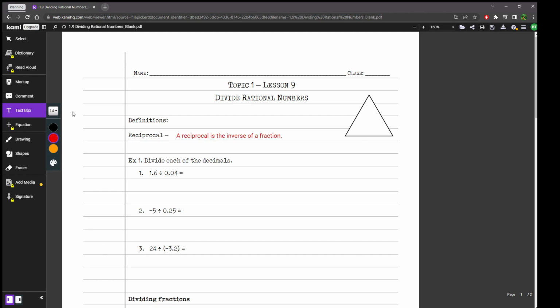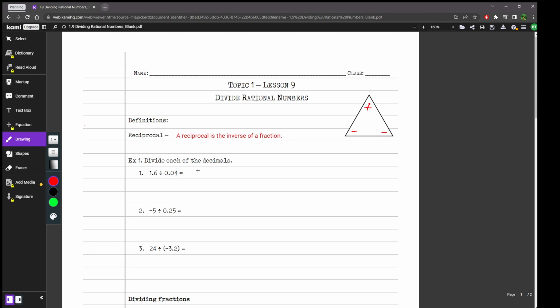And I've given you your triangle over here, just to keep that handy, because again, multiplication, division, this triangle still applies. So, first thing we're going to do here is we are going to divide some decimals.